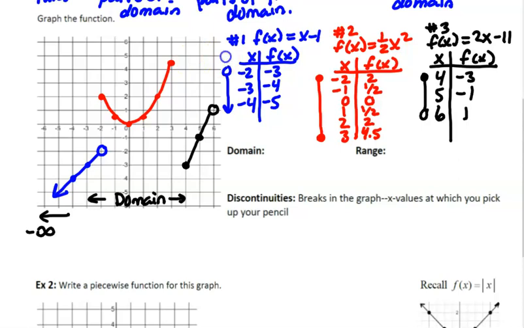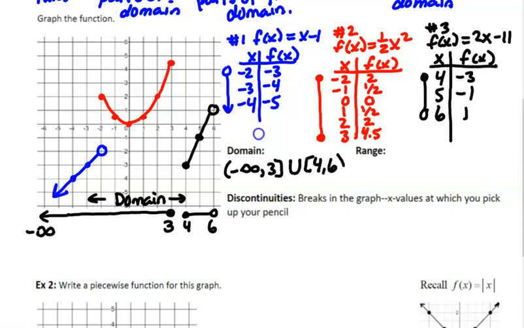So my domain goes all the way to where x is 3. Then it picks up again when x is 4. So there's a point when x is 4, and it goes until x is 6, but does not include 6. So the domain is in two sections, negative infinity to 3, or 4 to 6. Remember, this means or.